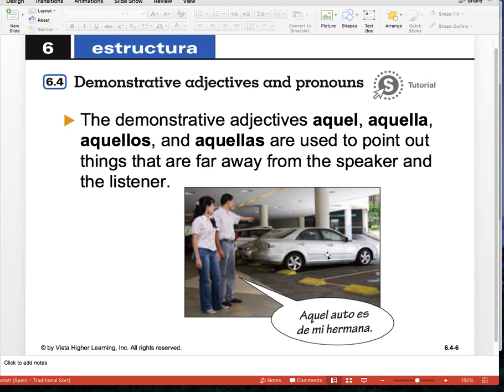And then finally, the demonstrative adjectives aquel, aquella, aquellos, and aquellas are used to point out things that are even further away from the speaker and the listener. So like when we would say over there in English, right? Aquel auto es de mi hermana. So it's further away.